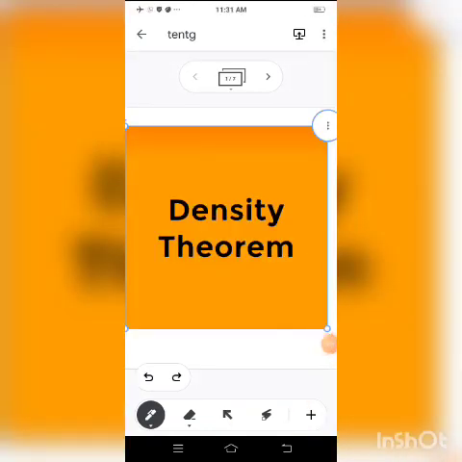In this video, we discuss another application of Archimedes property, which is the density theorem. Density theorem states the density of rational numbers in real numbers.